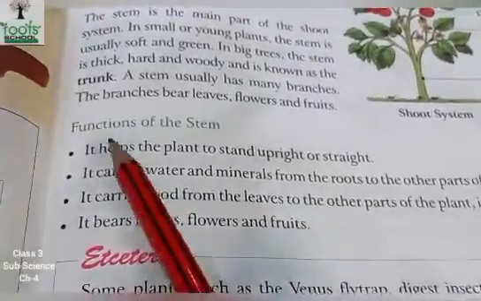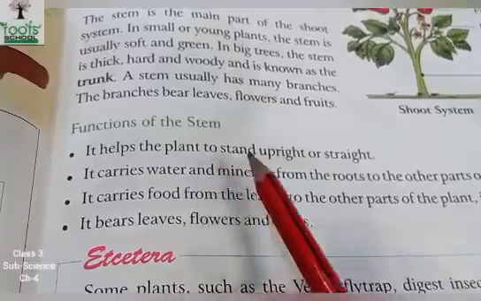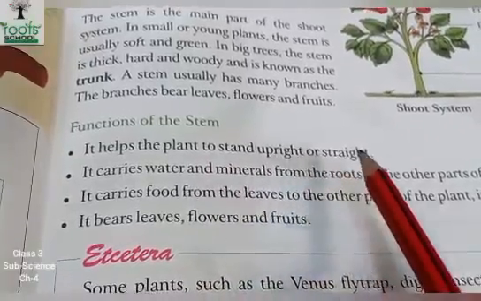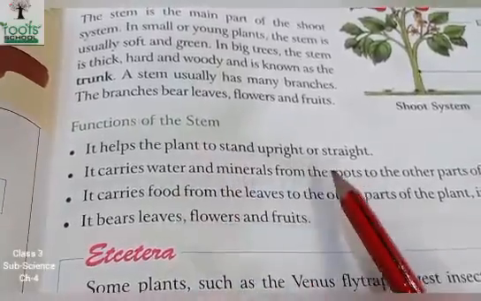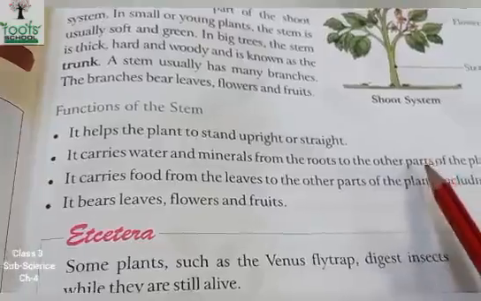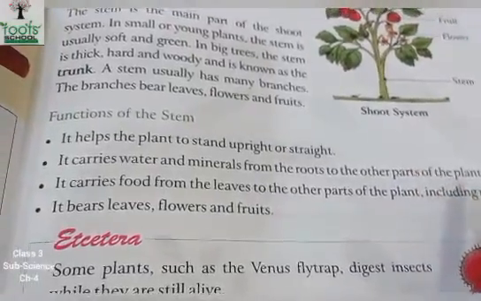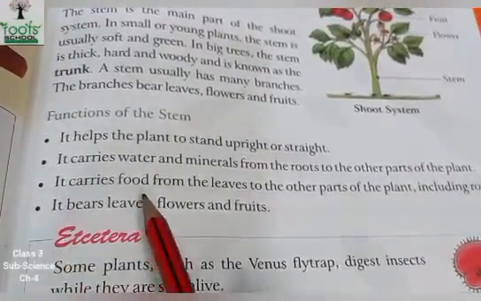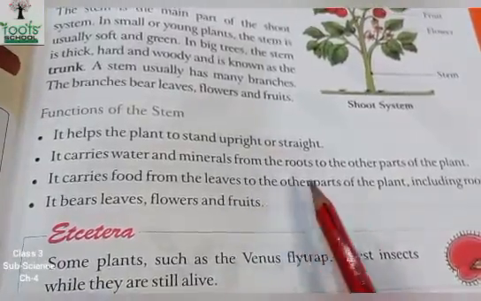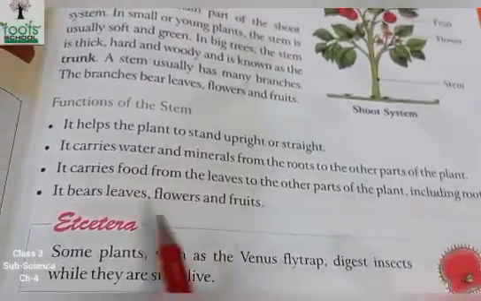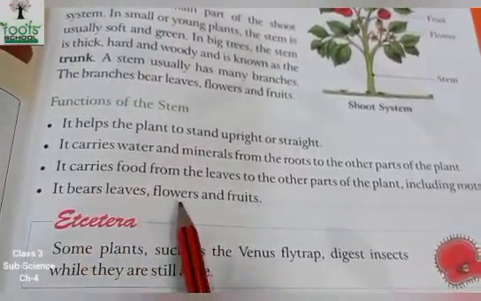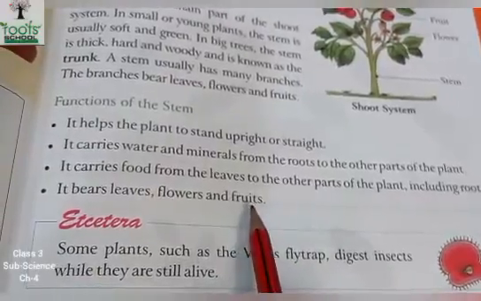Now the functions of the stem. It helps the plant to stand upright or straight. It carries water and minerals from the roots to the other parts of the plant. It carries food from the leaves to the other parts of the plant, including roots. It bears leaves, flowers and fruits.